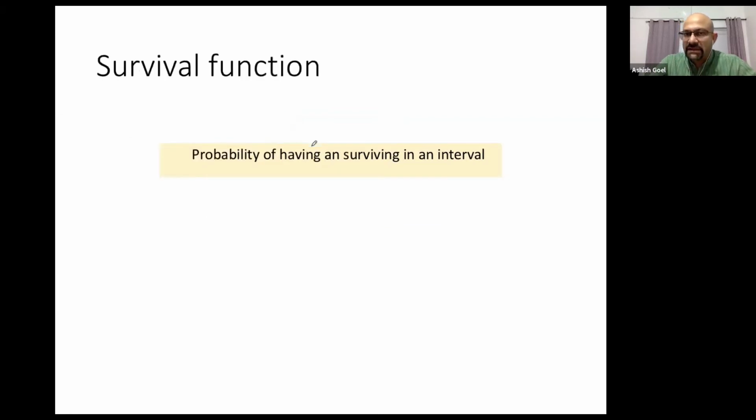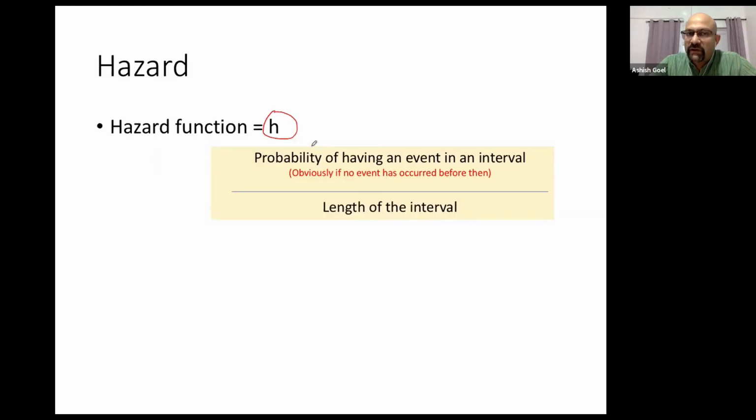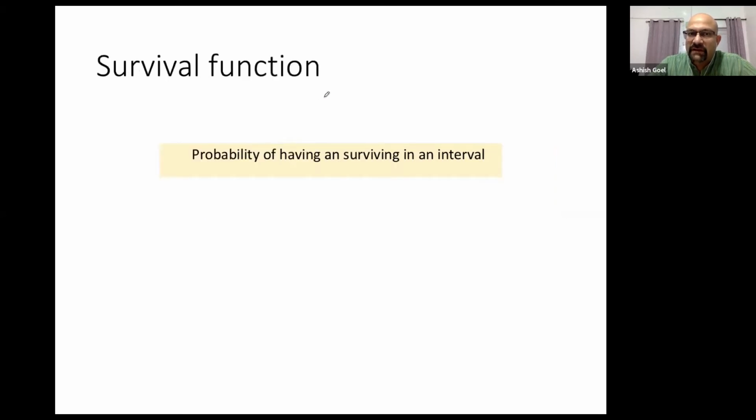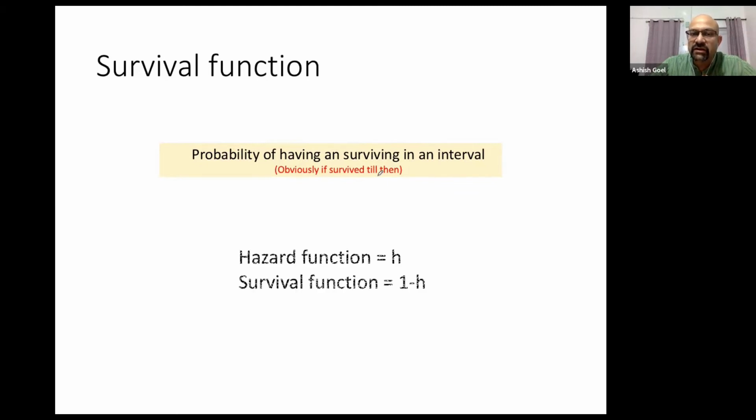If you're clear with that, the next is the survival function. What we talked about was the hazard function. Remember, hazard is H. Survival function is 1 minus H. So obviously, it is the probability of surviving a particular interval. If he has survived till the beginning of the interval, what is the probability that the individual will survive this entire interval? That is called the survival function, which is also called 1 minus H.